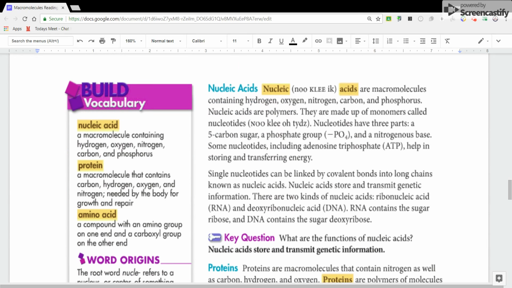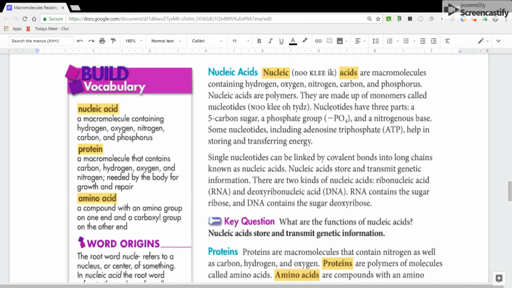Nucleic acids. Nucleic acids are macromolecules containing hydrogen, oxygen, nitrogen, carbon, and phosphorus. Nucleic acids are polymers. They are made up of a monomer called nucleotides. Nucleotides have three parts: a 5-carbon sugar, a phosphate group, and a nitrogenous base. Some nucleotides, including adenosine triphosphate, help in storing and transferring energy. Single nucleotides can be linked by covalent bonds into long chains known as nucleic acids. Nucleic acids store and transmit genetic information.